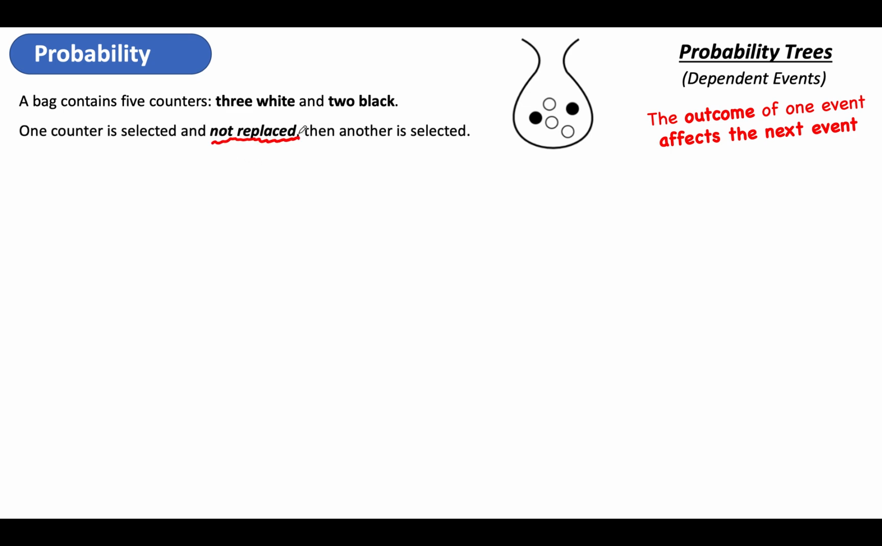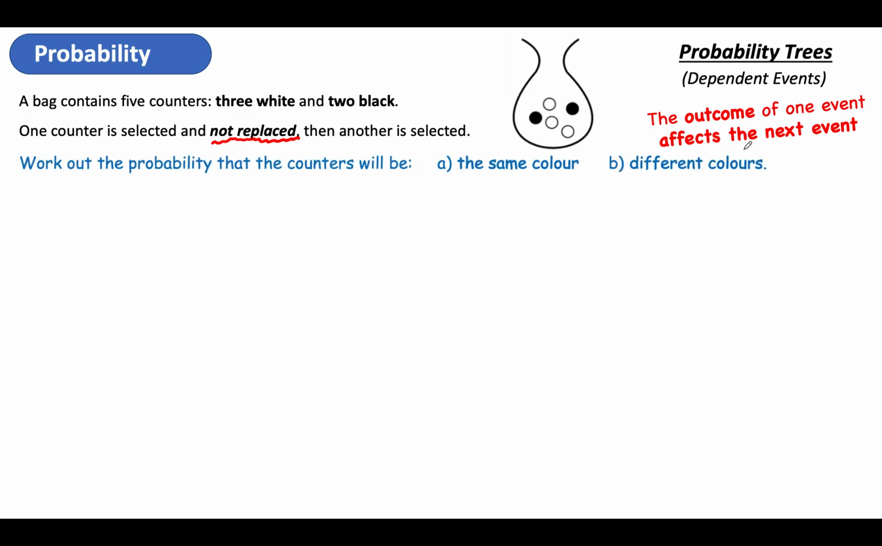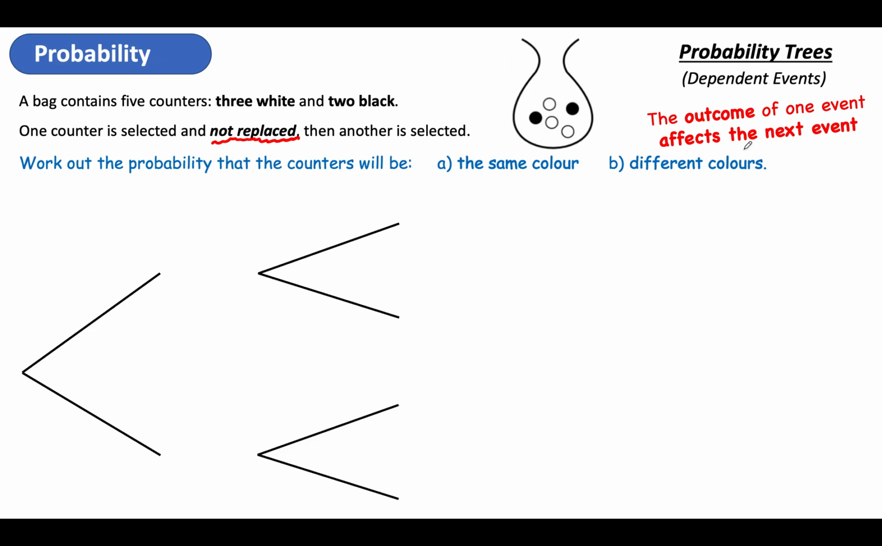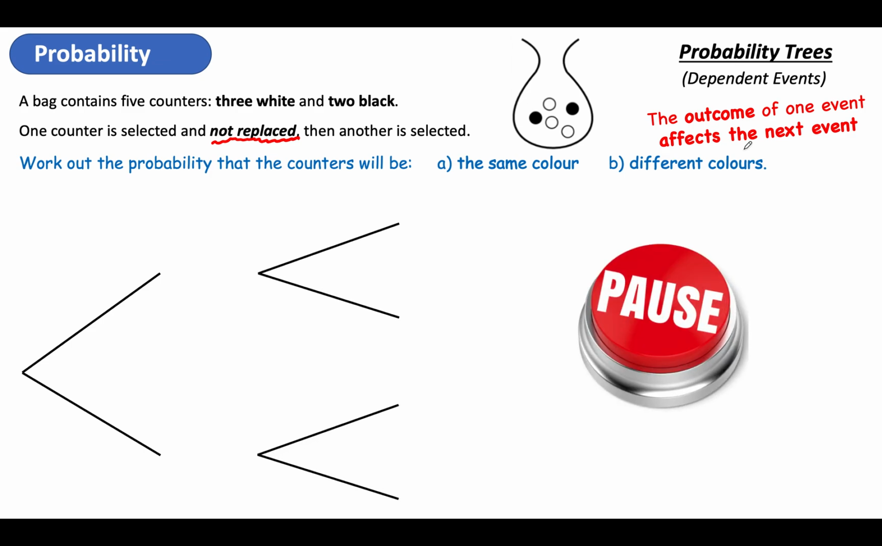So we know that this is going to be a dependent event. The outcome, the second event, taking the second counter, will be affected by what counter you get the first time. Work out the probability that the counters will be either the same colour or different colours. And we've got some sets of branches. And I want you to do this one. So I want you to write this one out, please. Press pause, write out the probabilities, do the tree first of all, and then calculate the questions you got there, the probability of the same colour and different colours, and then unpause.